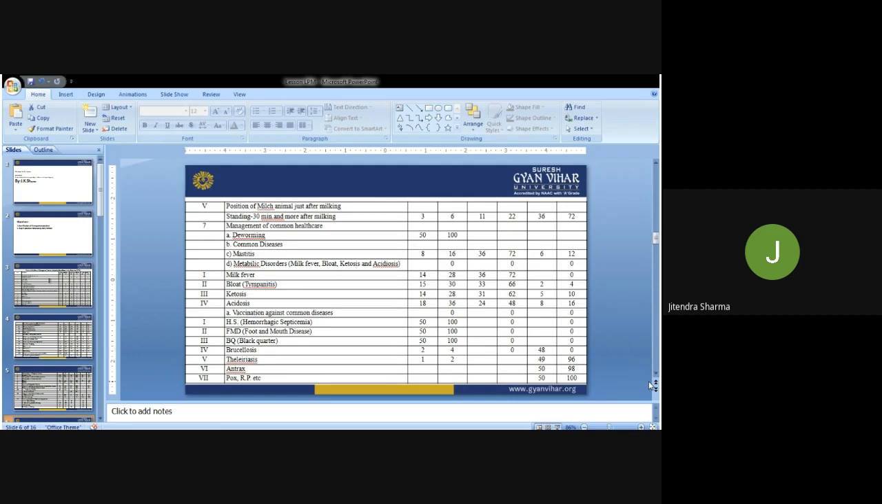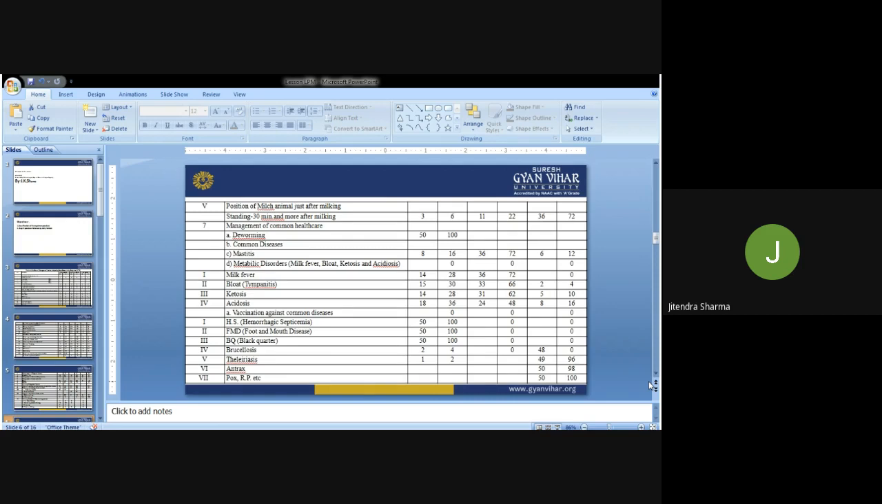Then the management of mastitis is followed by 16% of farmers. We see that 72% of farmers partially follow this practice of clean milk production, and 12% least bother about it. Then the metabolic disorders like milk fever, bloat, ketosis, that is the management of common healthcare.